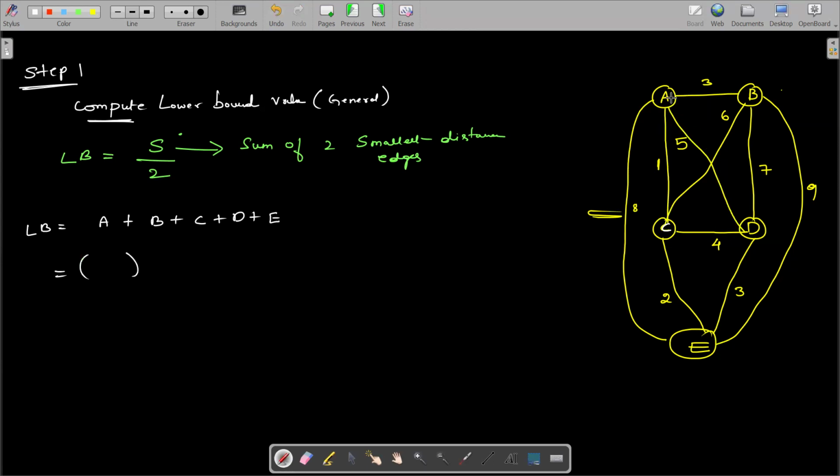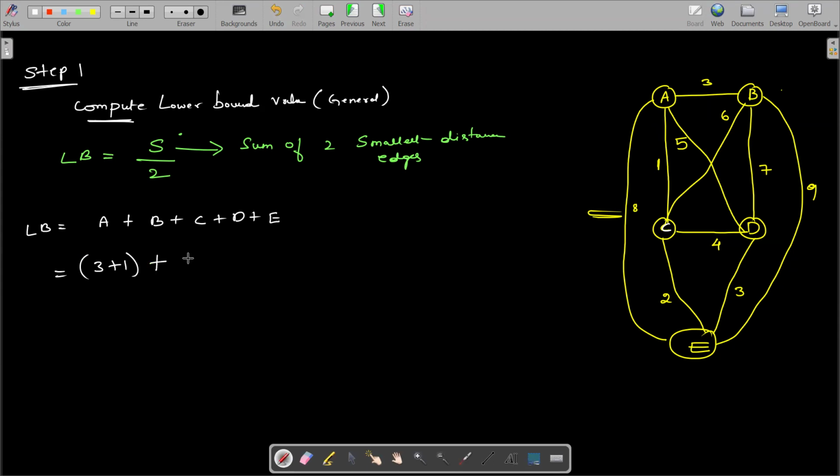A to B, A to D, A to C, A to E edges are there. In this, the sum of the smallest two edges, what are the two edges? One is 3, another one is 1. So I will take 3 and 1. Why am I taking 3 and 1? Because these are the two smallest edges at A. From A we can travel to B, D, C and E. It is bidirectional, that is the reason. We are taking the two edges which have the smallest values.